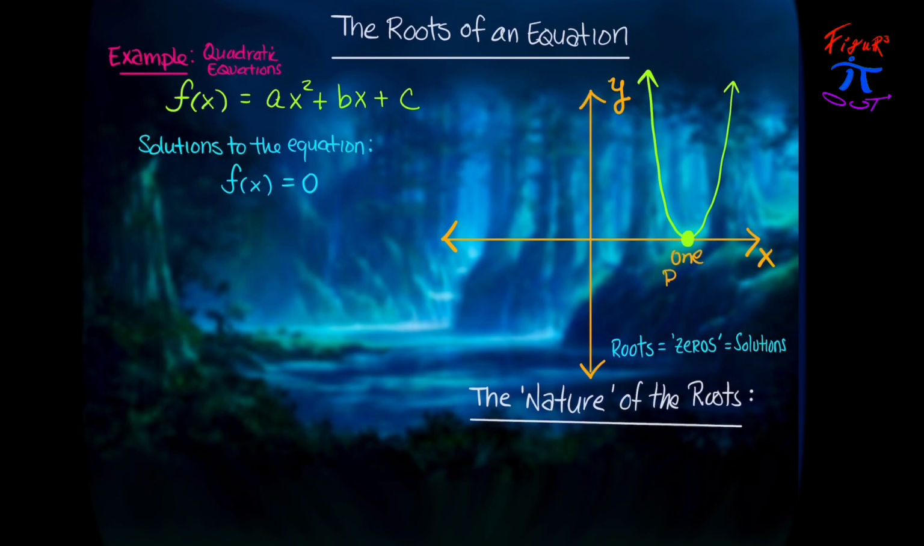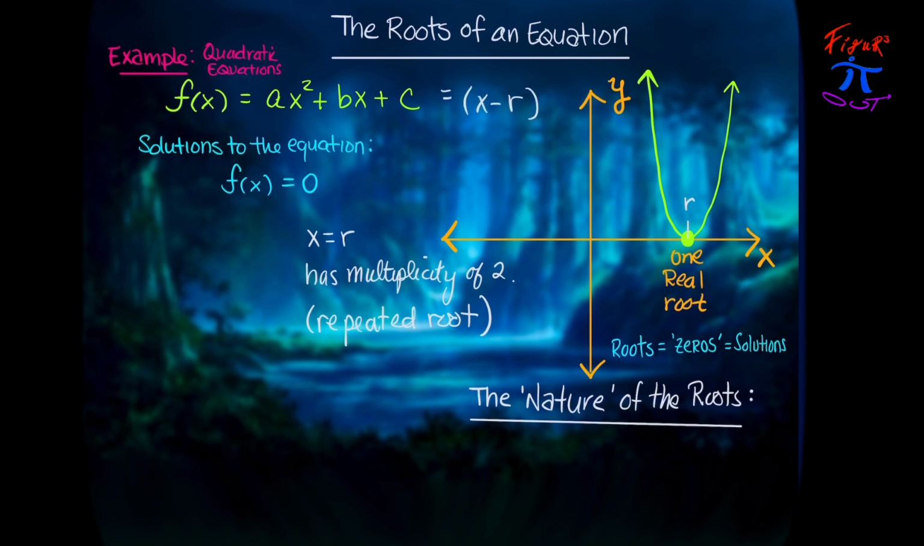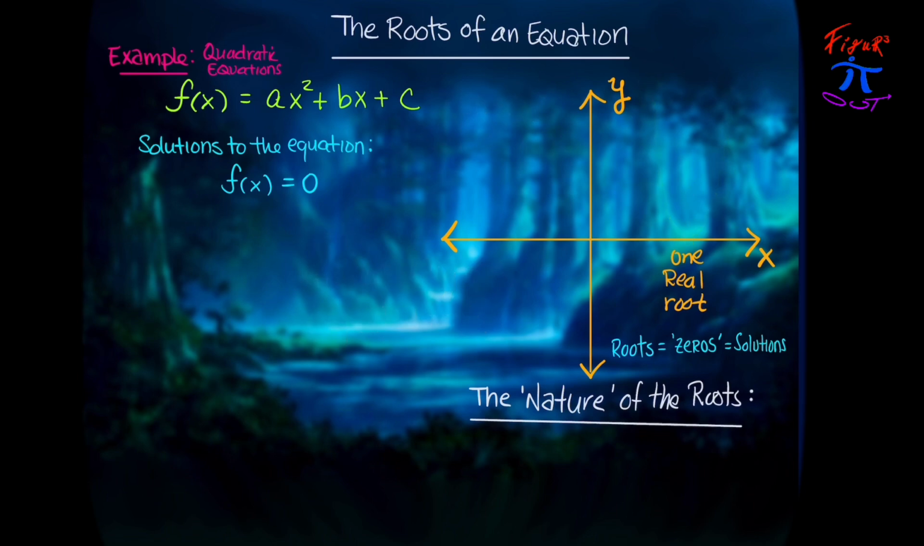Now it is possible for a parabola just to kiss the x-axis, in other words just touch it, and that would indicate one real root. But because we say that quadratics have two roots, we say this root has a multiplicity of 2. Or another way to say that is that it is a repeated root. And that can be seen by a factor of (x minus r) all raised to the second power, where r is the root.